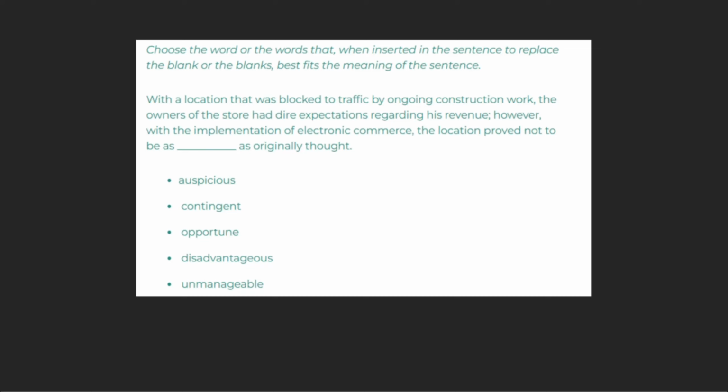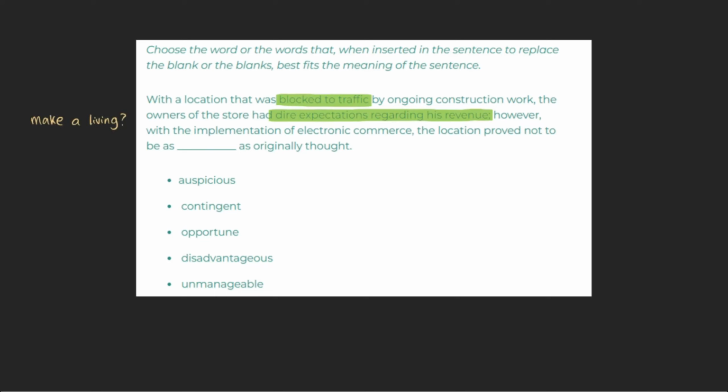Before even looking at our choices, there are several clues in our sentence that help us understand the meaning of the word to fill the blank. Let's start by taking a closer look at our sentence. We start off with a description of a store that's blocked to traffic, which we can see as a bad setup for business. And indeed, we see that the owners of the store had dire expectations regarding his revenue, meaning he wasn't sure how he would make a living with his store being blocked off like this.